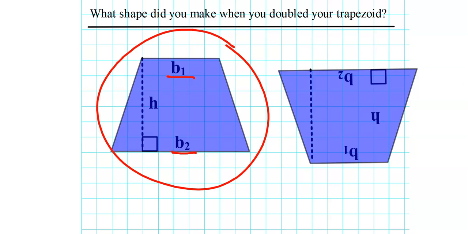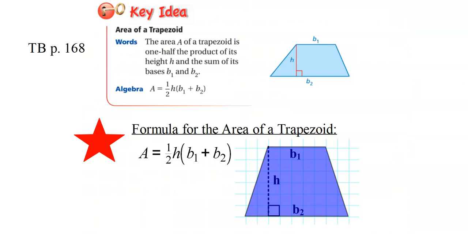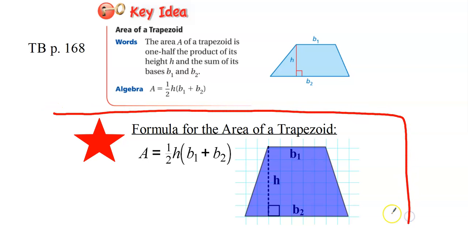Okay, let's take a look at the formula. This is what I want you to write down in your graphing notebook, right? The formula for the area of a trapezoid. And notice there's 3 pieces of information you need. You need base 1, base 2, and the height. So go ahead and pause the video and write that down.